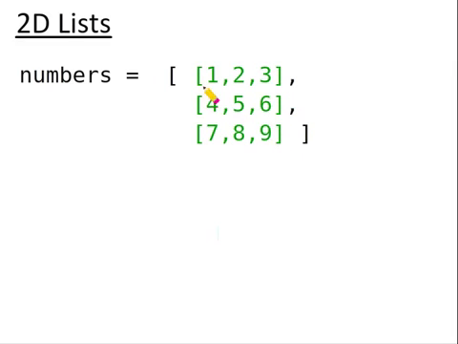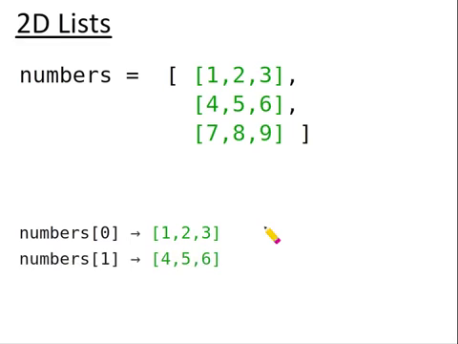Alright, so these lists can be referred to by the indexes 0, 1, and 2. So numbers 0 gives us the list 1, 2, 3. Numbers 1 gives us the list 4, 5, 6. And numbers 2 gives us the list 7, 8, 9.